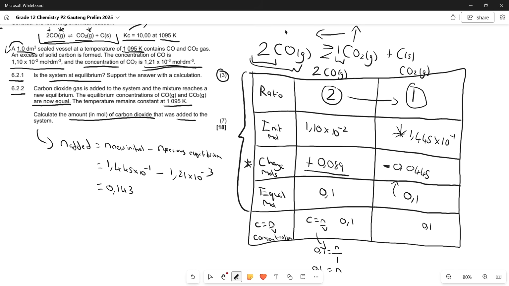0,143 mole over there. And these would earn us our last 2 marks, because then we calculated the amount in mole of carbon dioxide that was added to the system, and that would earn us 7 marks over here and 18 marks for this whole section.